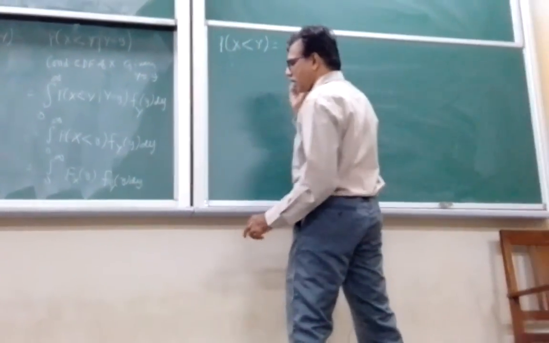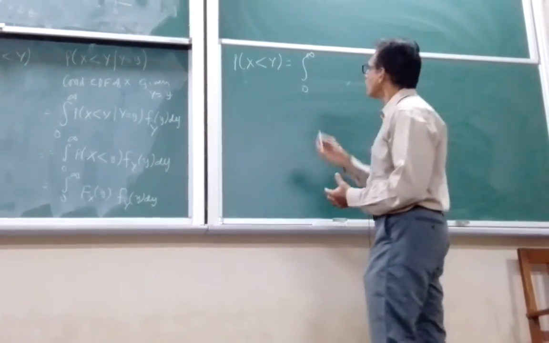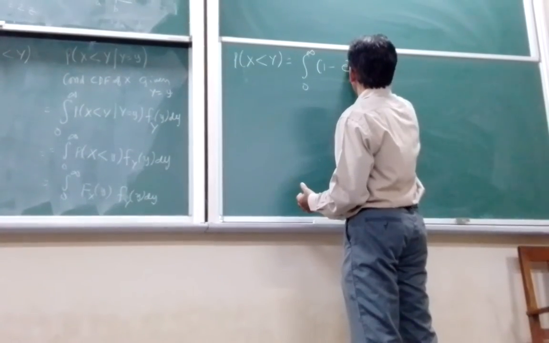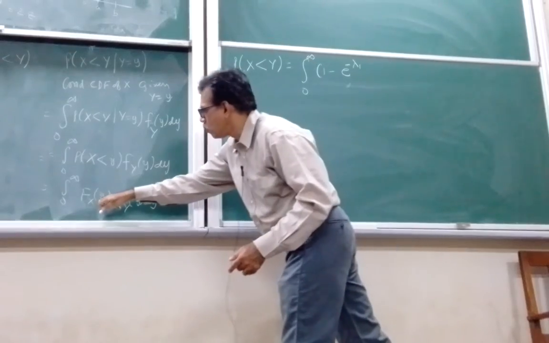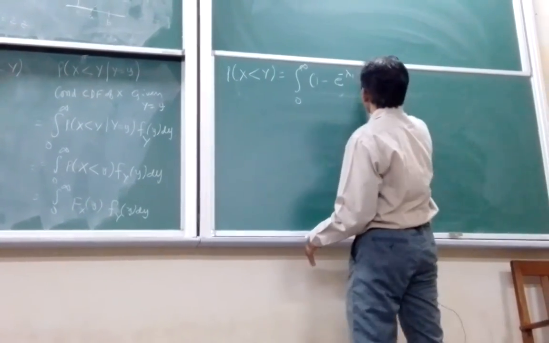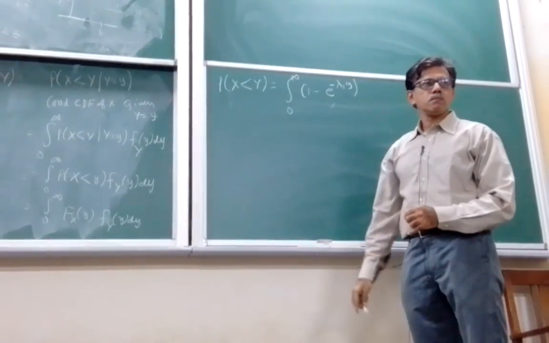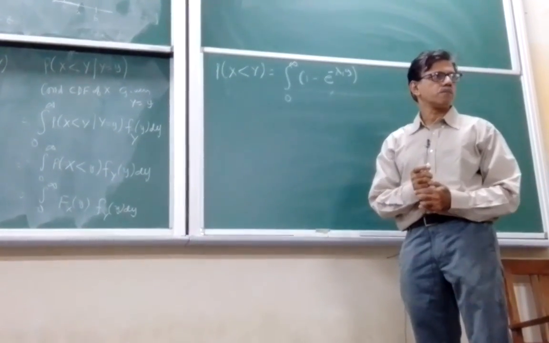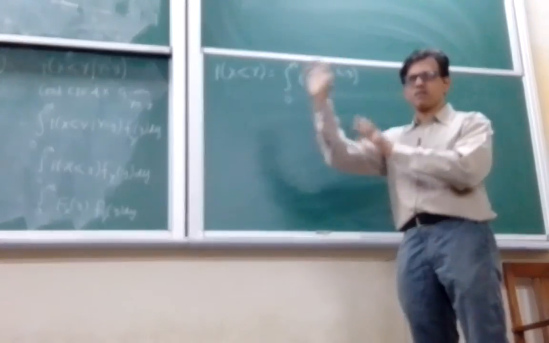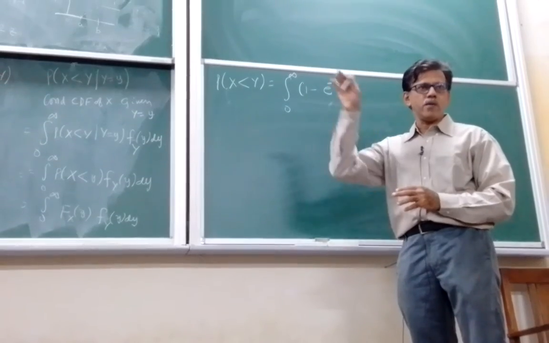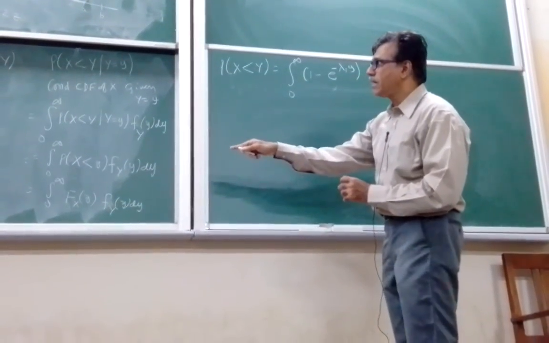So what is this CDF of X? It has the form 1 minus e power of minus lambda 1 x. That is the form. Wherever you want to evaluate, you have to substitute that value. And what is the PDF of Y? It is the exponential PDF: lambda e power of minus lambda something. Wherever you want to evaluate, you have to put in that place.